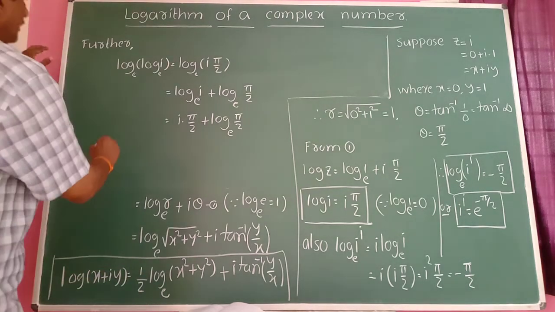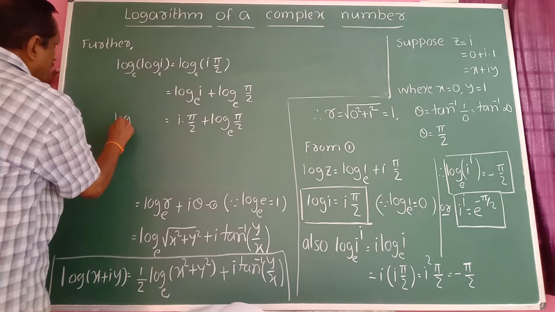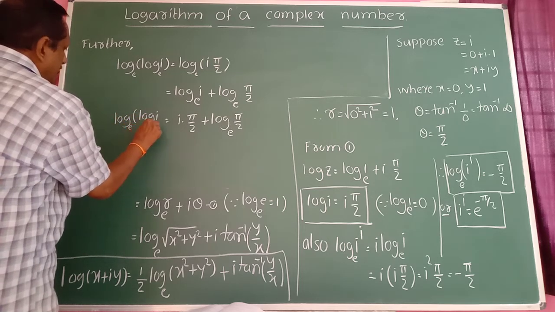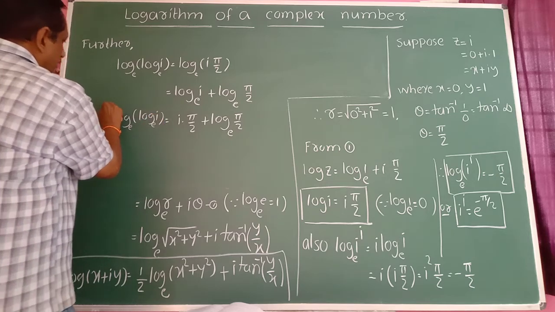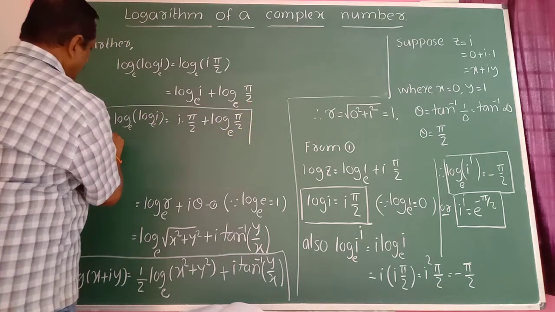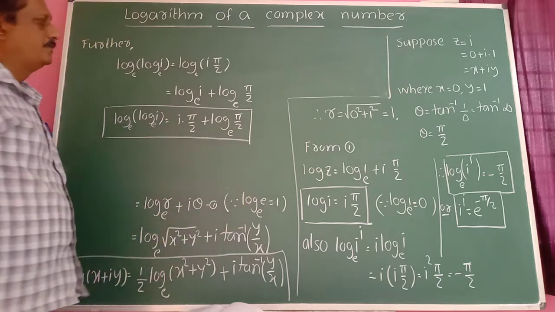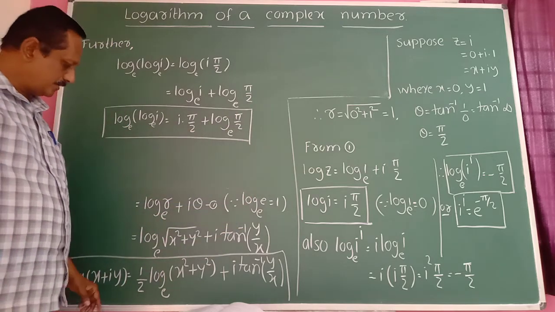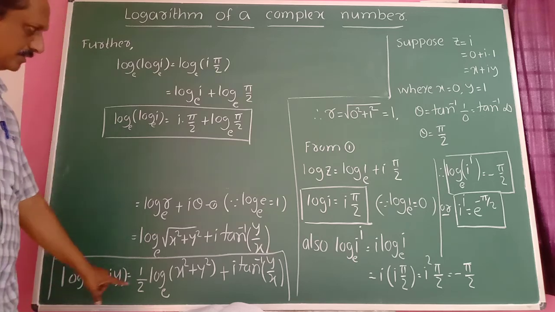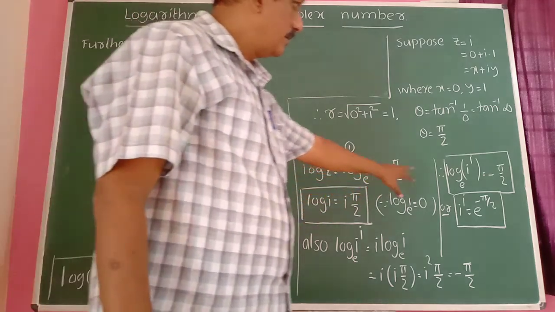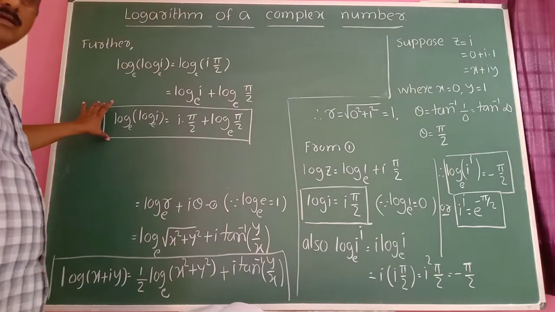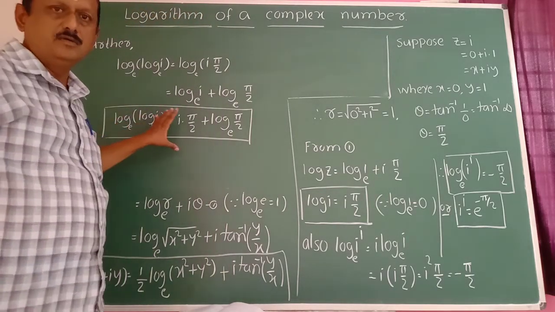Hence log of log i to the base e is equal to i into pi by 2 plus log of pi by 2. This is the imaginary part and this is the real part here. Therefore, these results are important. This one, these two, and this one here. These are important for competitive examinations.